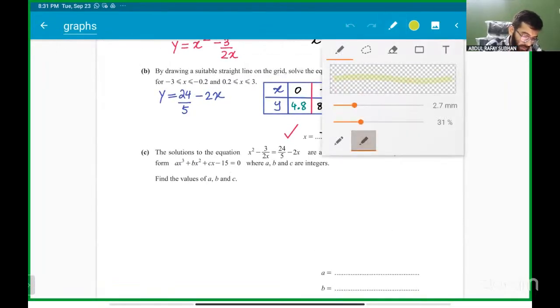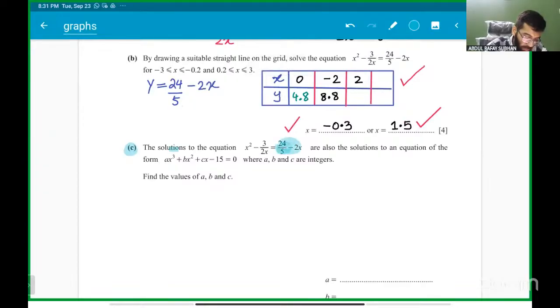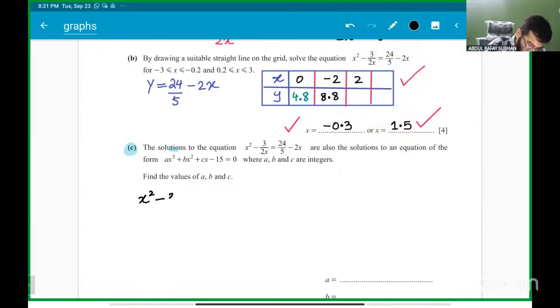It's the same thing. Just remember part C, we have done the whole question of this one and got all solutions. The examiner says solve the equation x squared minus 3 divided by 2x equals 24 over 5 minus 2x. You can call it a new concept as well. Otherwise, according to me, it's just part of basic solving of the graphs. So we can tell the examiner, x squared minus 3 divided by 2x equals 24 over 5 minus 2x. So we do the LCM.